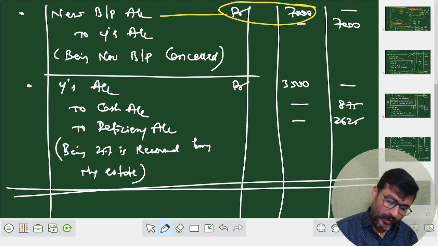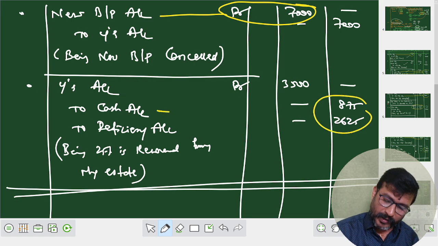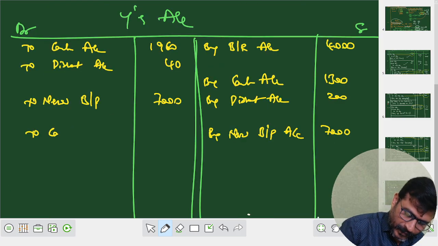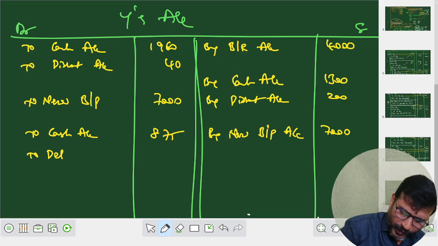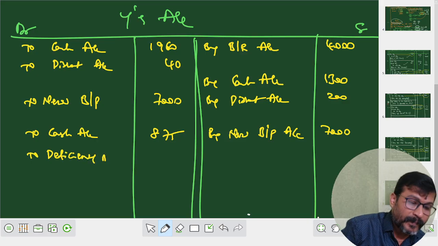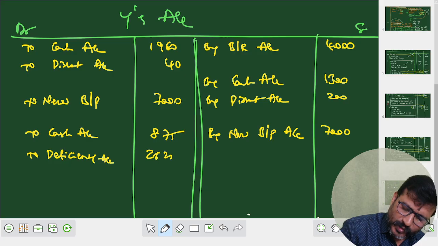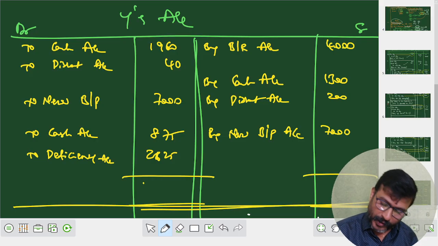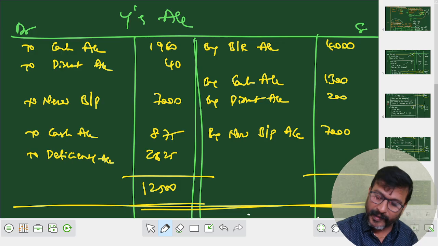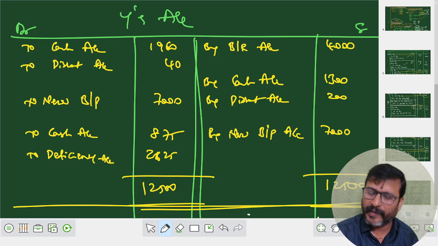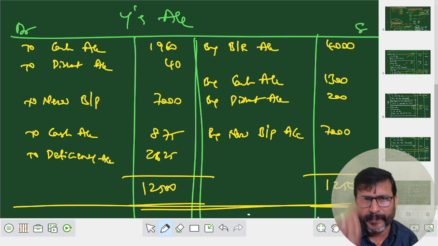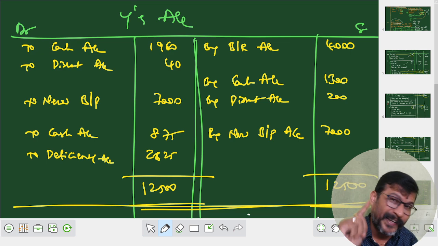Fine. After that, Y's account debit to cash and to deficiency. Both are in the credit side of journal, so they come to the debit side, to cash account 875, to deficiency account 2625. Now my dear student, you close it off. The total comes to rupees 12,500. Please go through it. It's a very important problem for your CWA Foundation exams. Many times they used to ask.